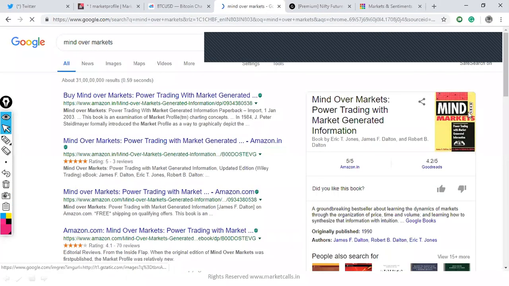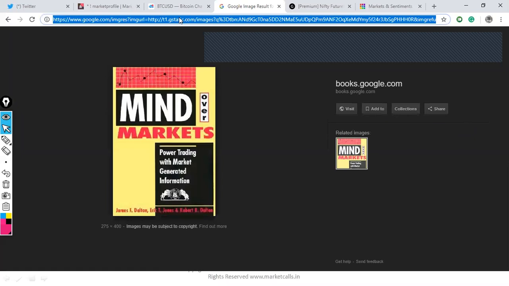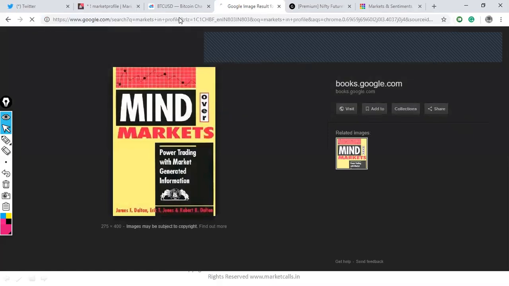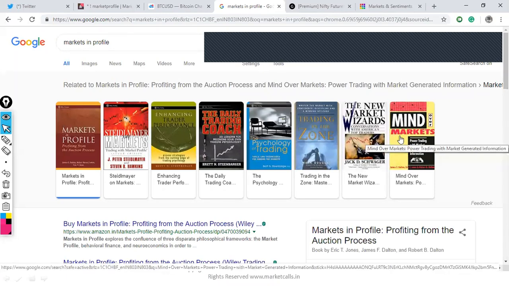So this is the first book from Jim, and the second book from Jim is what he recommends to every other trader. The second book is called Markets in Profile. The second book talks only about the context, about the trader's behavior. The first book talks about very simple strategies: buy above this level, sell below this level. So he himself doesn't recommend the very first book. It's for the people who want to understand the terminologies.